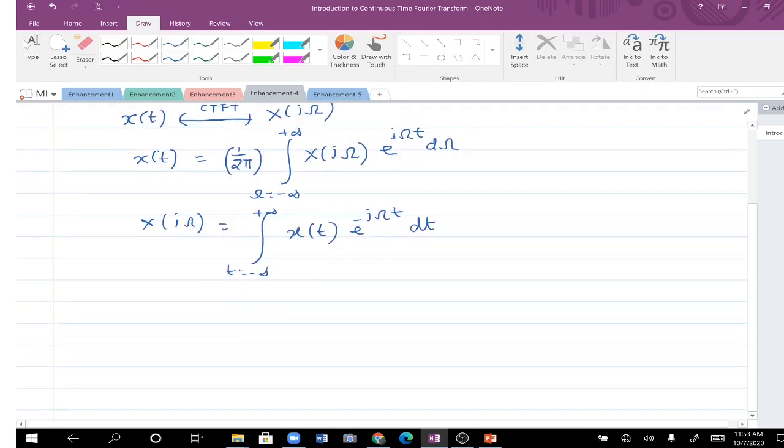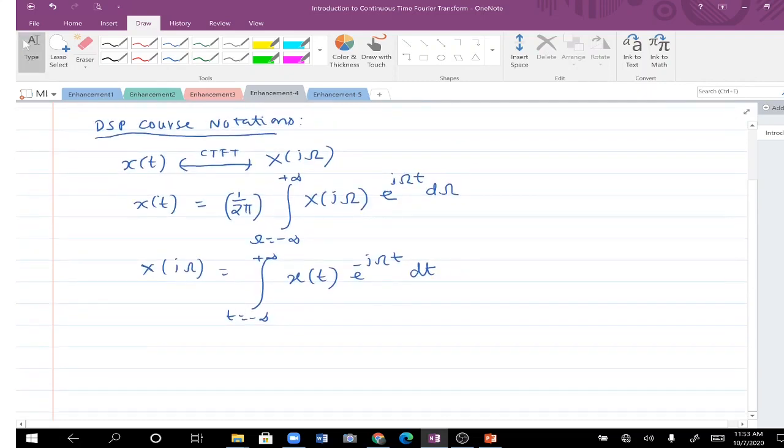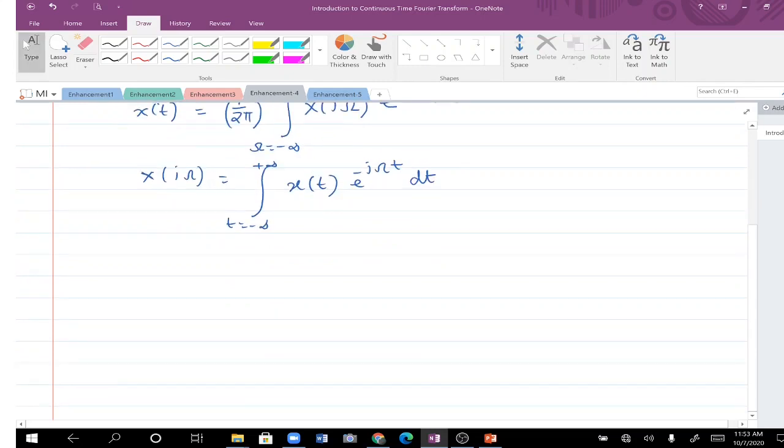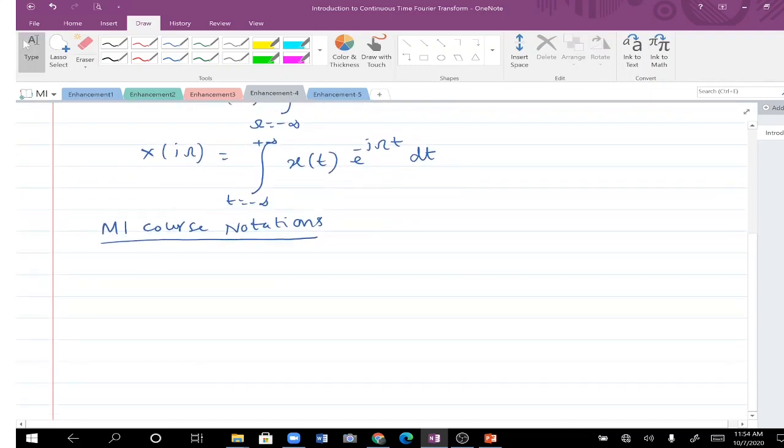Now when it comes to the medical imaging course, I am going to modify these notations such that they would later fit nicely into MRI frequency domain acquisition of the signals. So that's why I would write here MI course notations. This is a time domain signal we are writing; there it's a spatial domain signal. So instead of x(t), we are going to call it f(x). That's one difference. Then it is very common to refer to the frequency domain as kx and ky space when it comes to MR imaging.